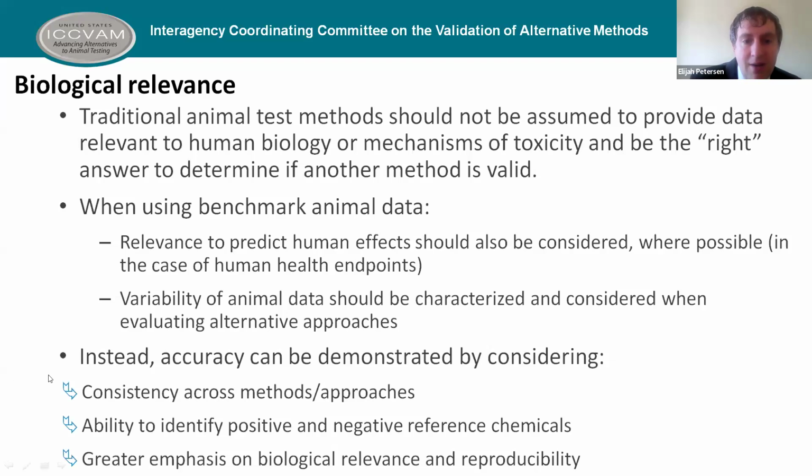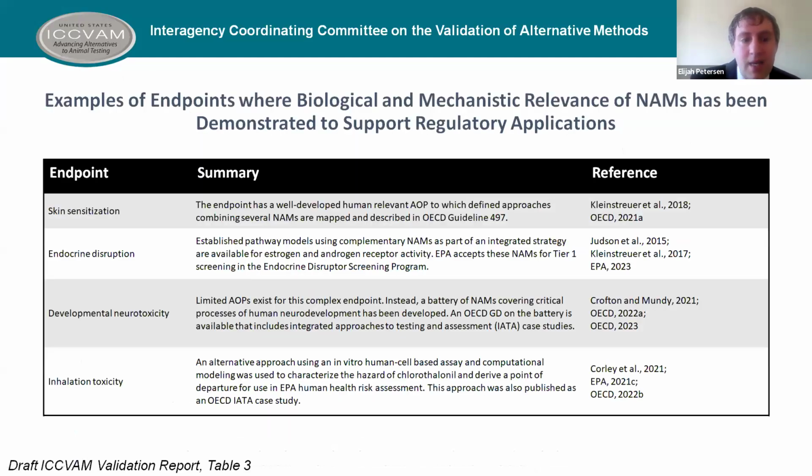So it's important to consider the accuracy by looking at the consistency across methods and approaches, the responses you get for positive and negative reference chemicals, and to really have this focus on the biological relevance of the species of interest. So we do highlight in a table in the report some endpoints where there's been demonstrated biological and mechanistic relevance of NAMs for supporting regulatory applications. And you can see that there are references, often to EPA documents or OECD documents. Some of the endpoints where this has already been demonstrated are skin sensitization, endocrine disruption, developmental neurotoxicity, and inhalation toxicity.